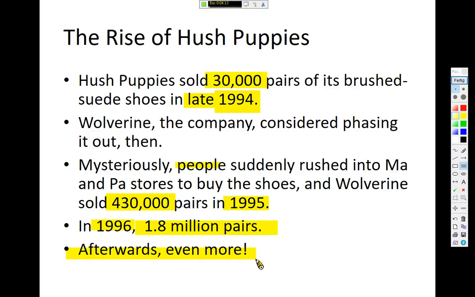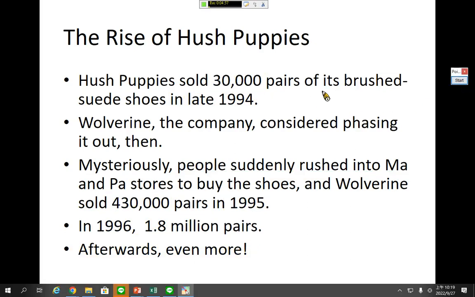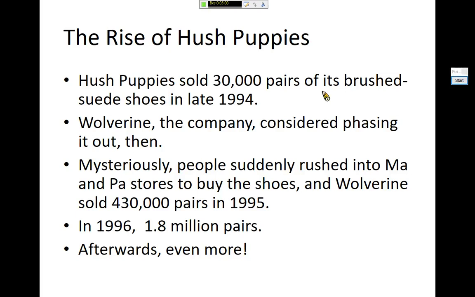So let's think about the possibility. It starts just in 1994 with 30,000 pairs of the shoes. Then one year later, it reached 430,000 pairs. And one year later, it reached 1.8 million pairs. And afterwards, even more. Who did this? Why did people suddenly rush into ma and pa stores to buy the shoes, which were almost outdated and phased out by Wolverine, the company? Okay, so this is the story of the rise of Hush Puppies. Suddenly, just explode, right? Let's see the other one.